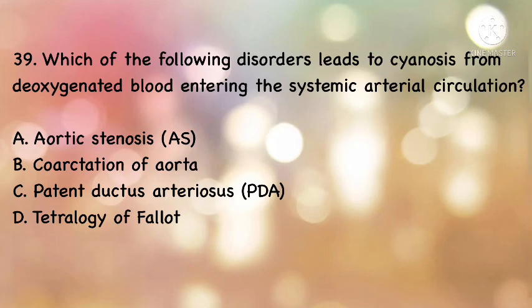Which of the following disorders leads to cyanosis from deoxygenated blood entering the systemic arterial circulation? Aortic stenosis, coarctation of aorta, patent ductus arteriosus, tetralogy of Fallot. Correct answer is D, tetralogy of Fallot.